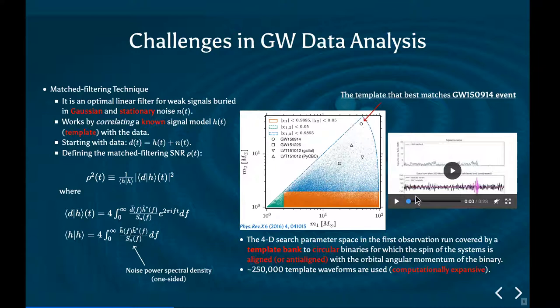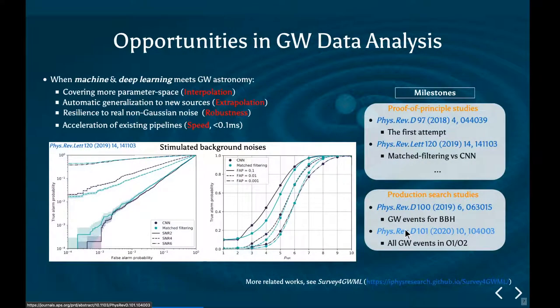Then a threshold is used on SNR for templates to capture a target weak signal in the noisy data. So you understand that the match filtering technique is really computationally expensive, because for each noisy data, you have to calculate the correlation with a bunch of templates. Well, we believe machine learning could handle these problems.